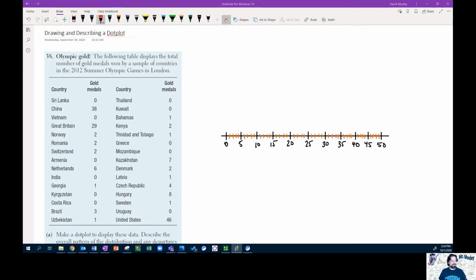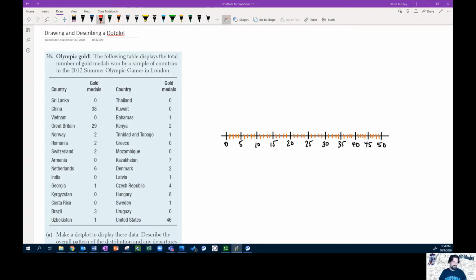Today our example is going to be looking at drawing and describing a dot plot given a set of data. Our data set for this example is going to be question 38 from the textbook, in section 1.2, Practice of Statistics, on page 41, if you'd like to find it in the textbook. In this data set, we have a display of gold medals won by a sample of countries in the 2012 Summer Olympic Games in London.